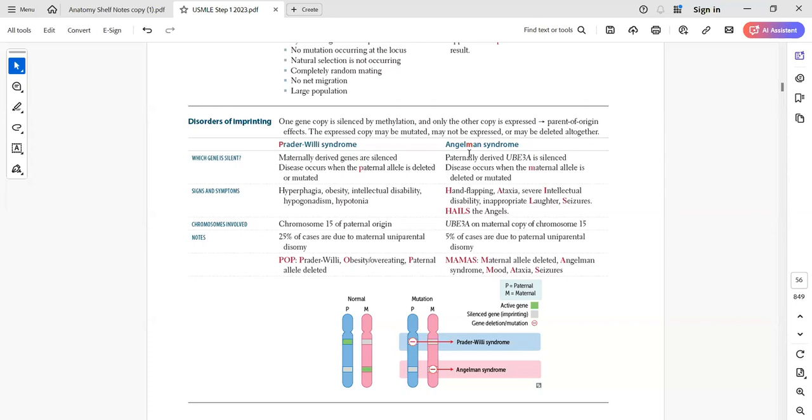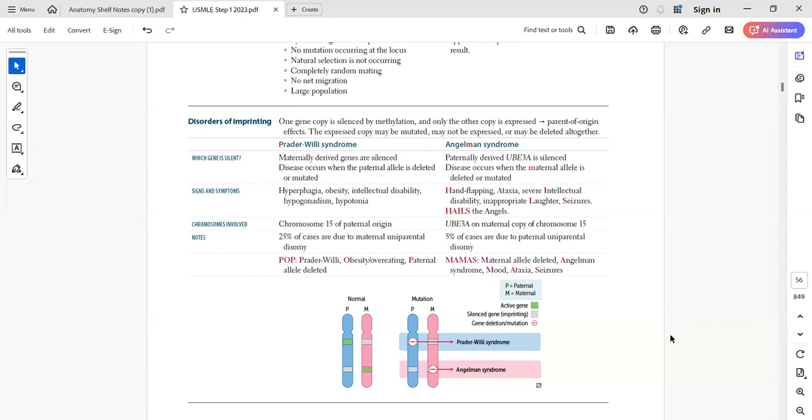It would be inappropriate laughter, seizures, hand clapping, ataxia, and again intellectual disability. Chromosome would again be 15, so you don't have to go to and fro. In both cases, there would be chromosome 15. Mnemonic is MAMAS. Mama, as in maternal gene, is obviously deleted, so you know that by the mnemonic. And then mood, ataxia, and seizures. So this is the mnemonic that you have to memorize.